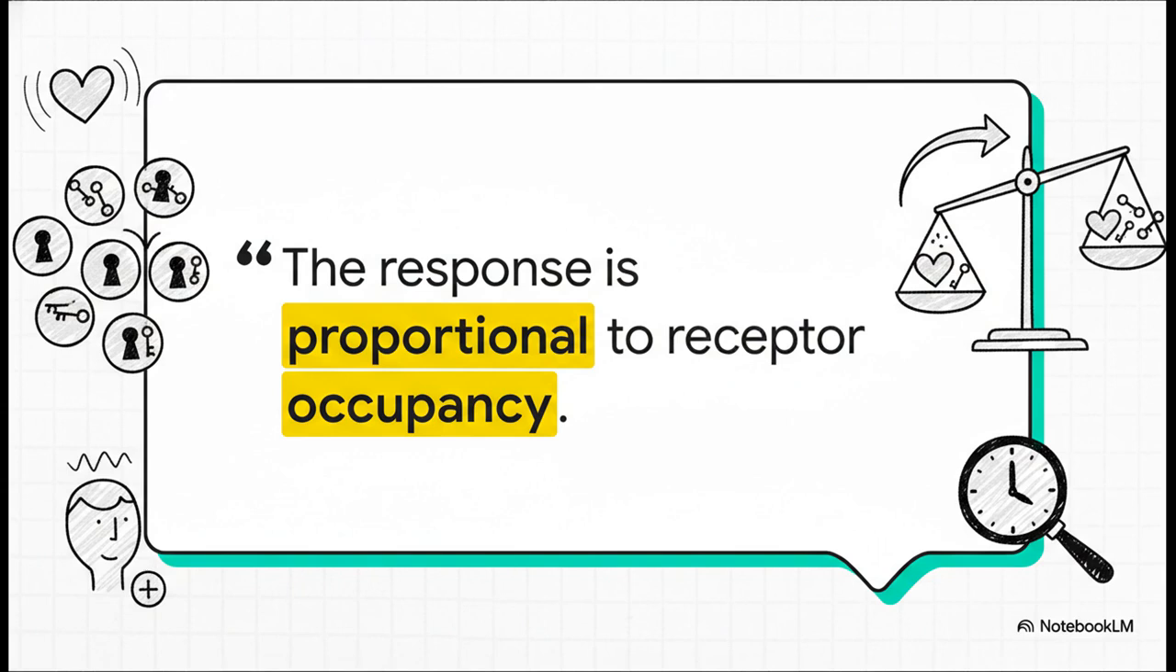This whole idea was really championed by a pharmacologist named A.J. Clark way back in the 1920s. He's the one who said, hey, the response you see is directly proportional to how many of these receptors are filled up. It was just such a simple, elegant theory. And you know what? For a long time, it seemed to explain everything perfectly.